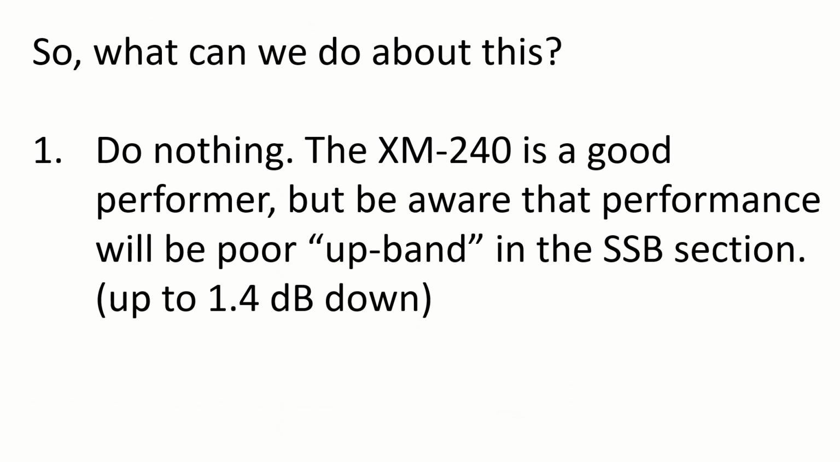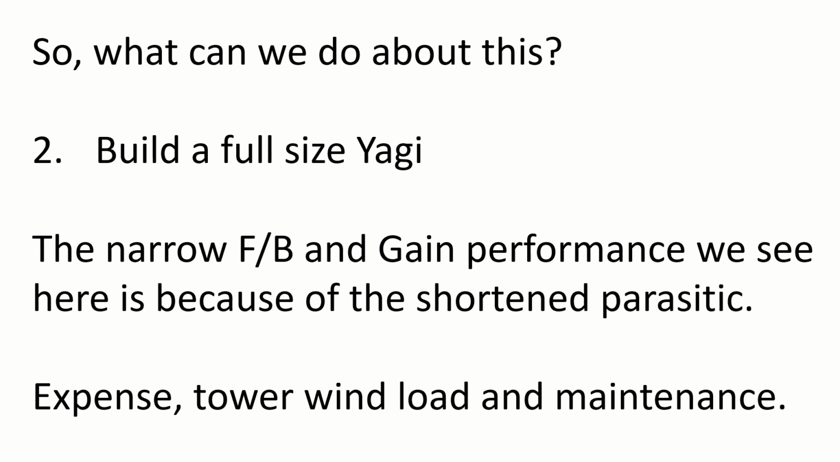So, what can we do about this? Well, one, we can do nothing. Honestly, the XM240 is a great performer, but just be aware that the performance will be poor up the band, especially in the sideband section, as we just showed, up to maybe 1.4 dB down from the CW end. Two, you could build a full-size Yagi. This narrow front-to-back and gain performance that we're seeing here is simply because of the shortened parasitic. It's got narrow bandwidth, and that translates into narrow bandwidth front-to-back and gain performance. Of course, associated with a full-size Yagi is expense, tower, wind load, and maintenance, especially if we're talking 80 meters.